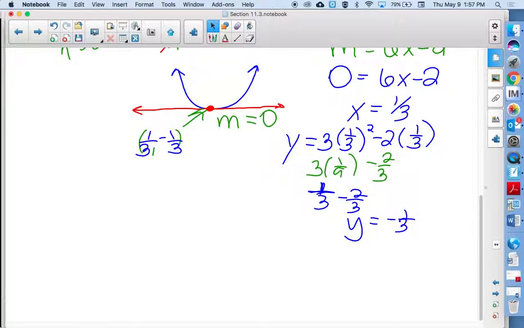Alex, you want to try number 37? Sure? Nick, you want to try 55? Sure. Is he going to remember?